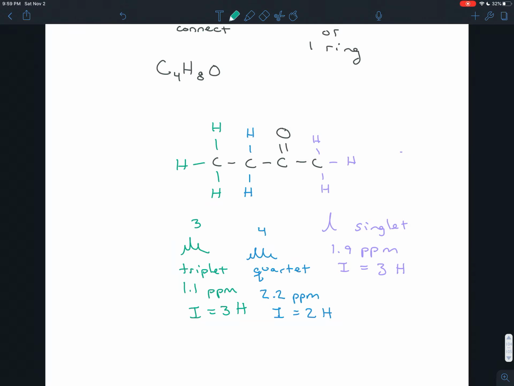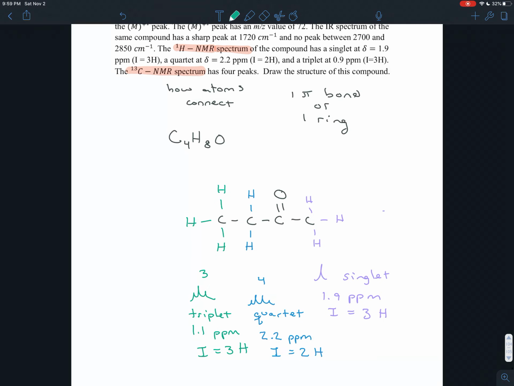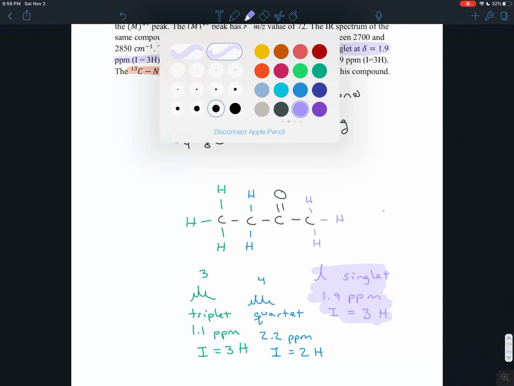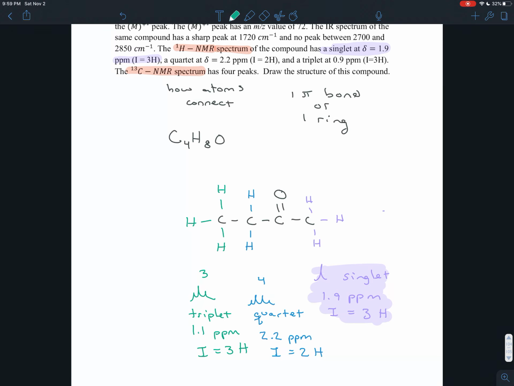Okay, so we can check this data, see if this is the correct structure. It says the H1 NMR spectrum of the compound has a singlet at delta equals 1.9 parts per million with an integration of 3. A quartet. And if we had read this first without having any idea what the structure is, seeing a quartet and a triplet is the sign of an ethyl group, so things are looking good for this ethyl group over here. We have a quartet at delta equals 2.2 parts per million with an integration of 2.